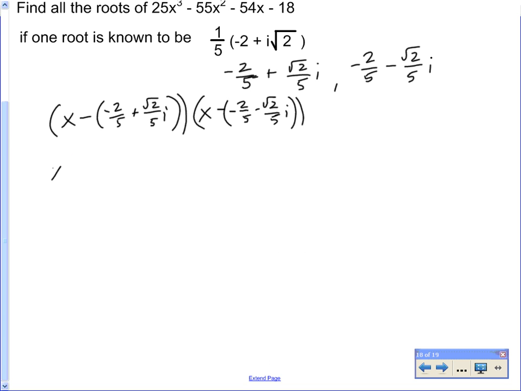So x times x is x squared. x times this term is going to be negative this thing times x. Then I'll multiply these, so I'm going to have negative this thing times x. Then I'm going to multiply these two things together, so I'm going to write that on the side over here.